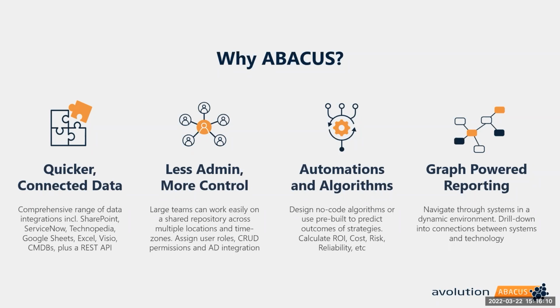So impact analysis becomes a click of a button to drill down to see what hangs off a specific system. Or we might drill down into projects to see how they're affecting parts of the organization. There are many different use cases for this. And arguably, we may even have an entire WebEx dedicated just to graph databases and graph-powered reporting as well. So keep an eye out for some of those coming up later in the year. So hopefully that gives you a good overview of why ABACUS is going to be useful, not just for EAs, but also for any architects within the organization.